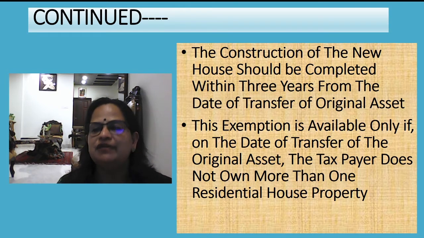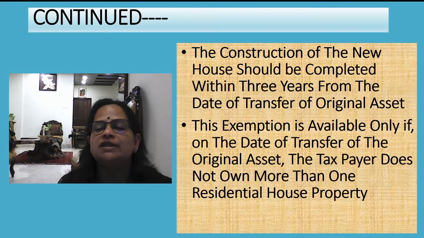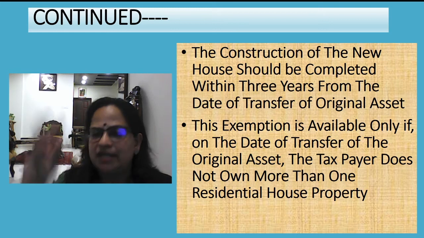Now, the exemption is available only if on the date of transfer of the original asset, the taxpayer does not own more than one residential house property. That is very, very important. If the taxpayer has any other residential house property, he cannot claim this exemption. So in all the problems you can see that this condition will be there.